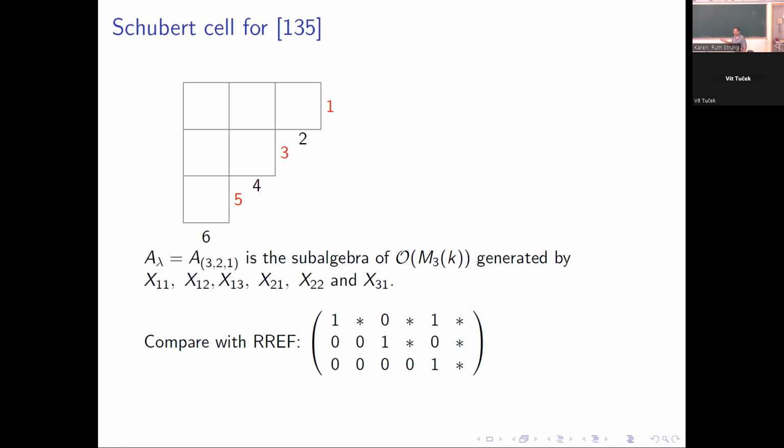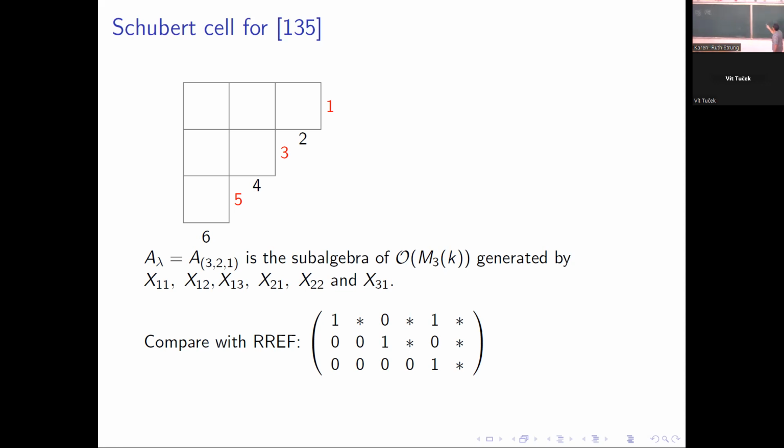Okay, so indeterminates generating quantum matrices that fit into this Young tableau. If you think my construction looks strange, it's what you do when you do row reduced form and you do the Schubert cell decomposition of the Grassmannian. So it's nothing different actually.